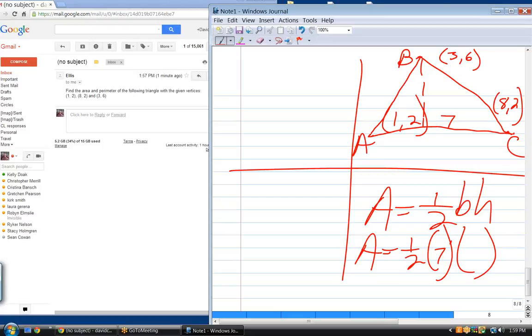What's the distance between the y coordinates? Wouldn't it just be 2? 6 minus 2. Oh, sorry, I was looking at, yeah, 4, sorry. That's okay. It's important you understand that. There's 6. There's 2. The height of our triangle is 6 minus 2, which is 4, which means our area is 14. Now, they want the perimeter also.